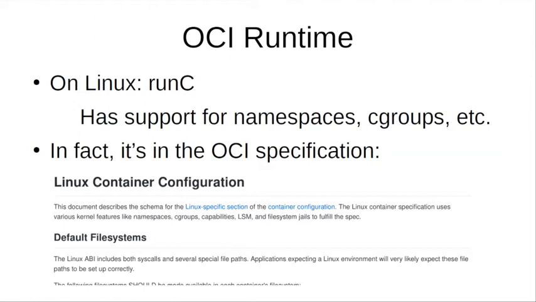So I've attached a picture here of the Linux specific page from the specification. So they have platform specific configuration options in the spec. So they have it for Linux and Windows and Solaris, but they don't have one for FreeBSD yet.